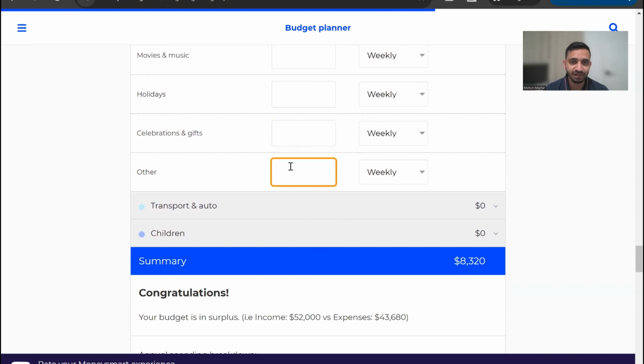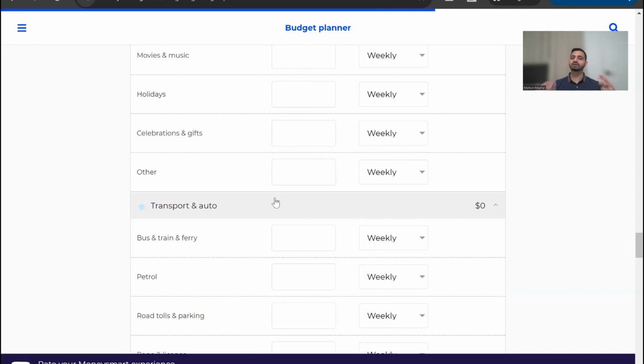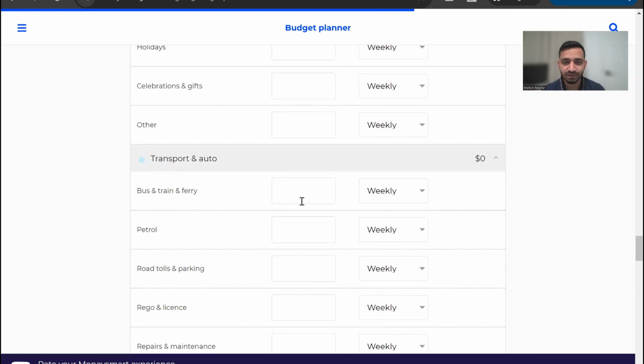Celebrations, gifts, and nothing else. Now, transport, I'm coming to transport, which is something you can't avoid. You'll have to spend quite a lot of money on buses and trains.